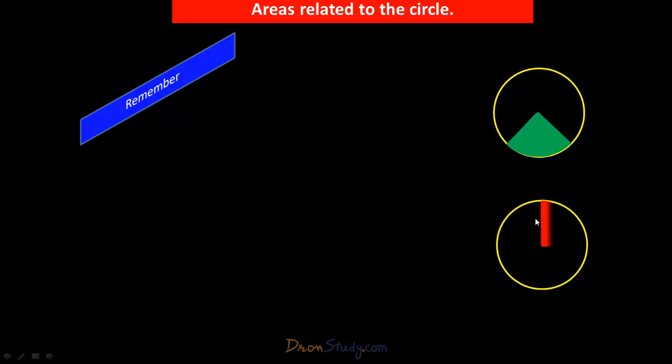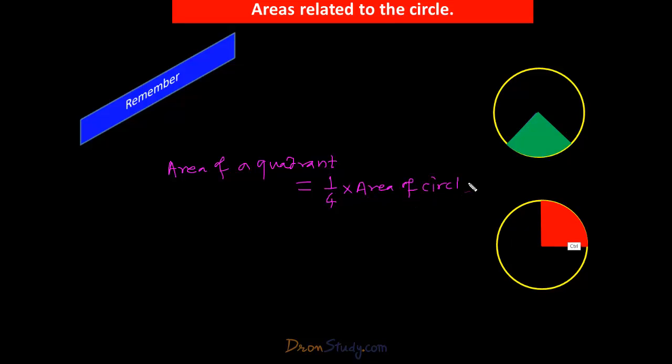Now the quadrant is a fourth part of the circle. So this is the quadrant and this is the fourth part of the circle, and the area of this quadrant is given by area of a quadrant is equal to 1/4 of area of circle. So that is equal to 1/4 into pi r square, and therefore the area of quadrant is given by 1/4 pi r square.